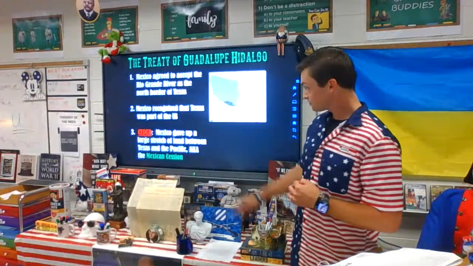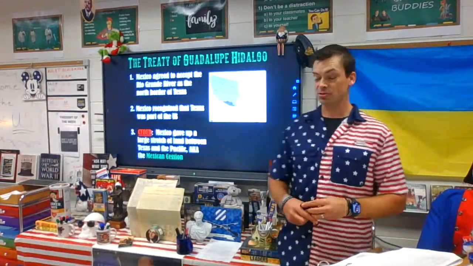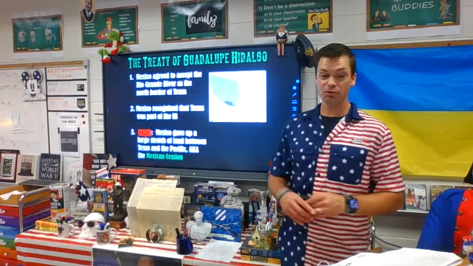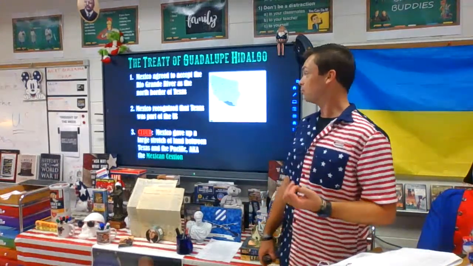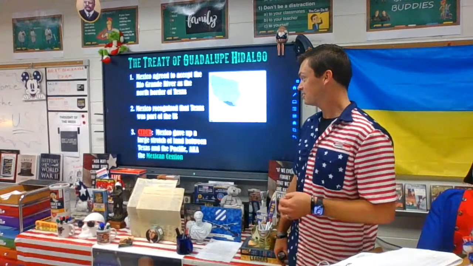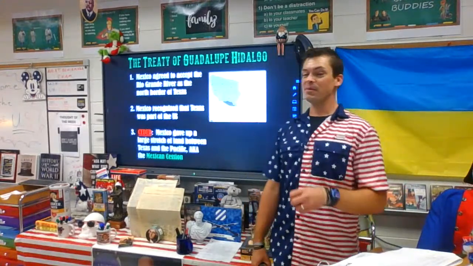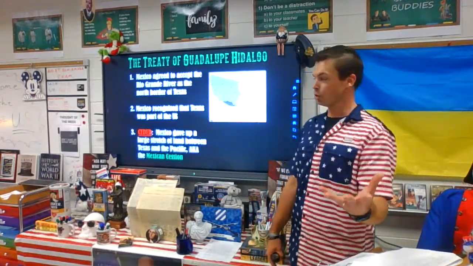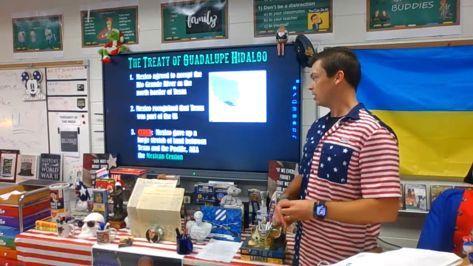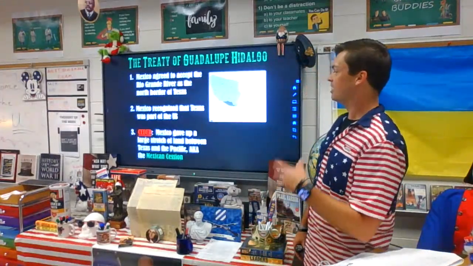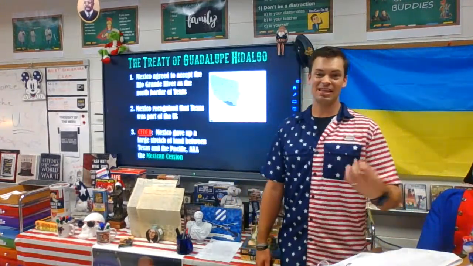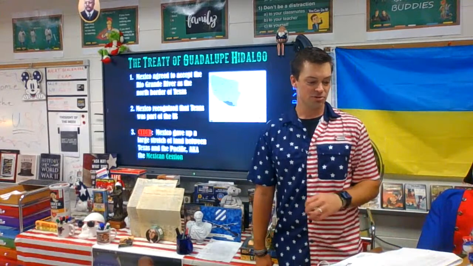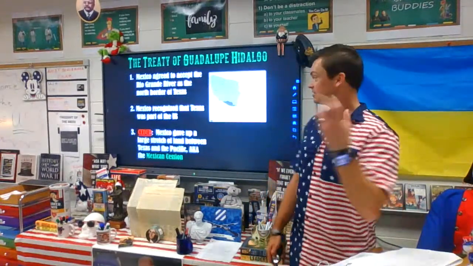Well, in the end, here's what happens. Mexico agrees to accept the Rio Grande River as the northern border of Texas, which is what the Americans really already thought it was. Mexico recognizes that Texas is a part of the United States, and then Mexico cedes, okay, fancy word for gives up, a large stretch of land between Texas and the Pacific Ocean. This is why it is known as the Mexican Cession. They ceded this land to the United States.